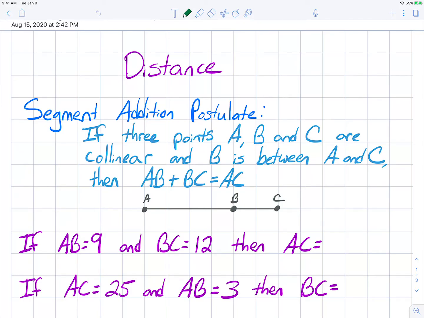Distance. So the first thing about distance is the segment addition postulate. It states that if 3 points A, B, and C are collinear, which means they're on the same line, and B is between A and C, then AB plus BC equals AC.